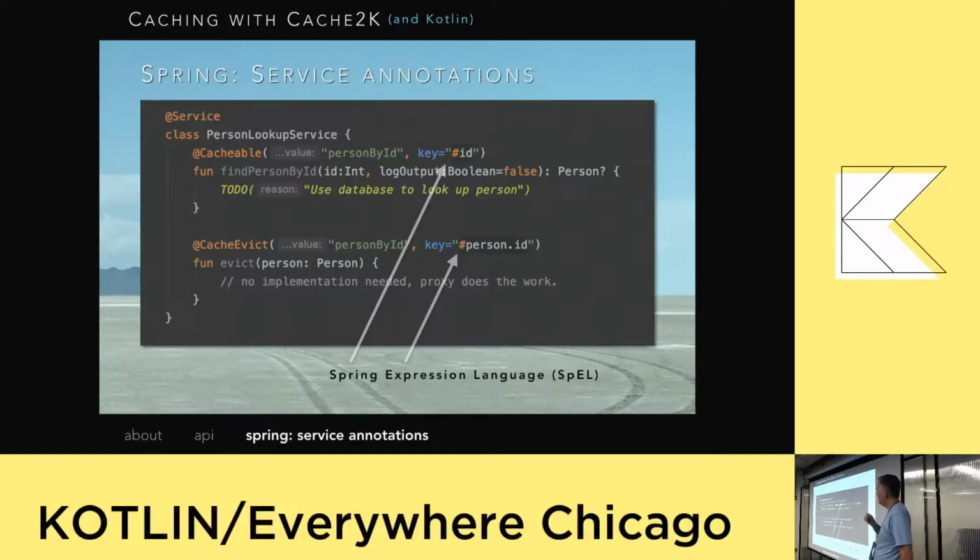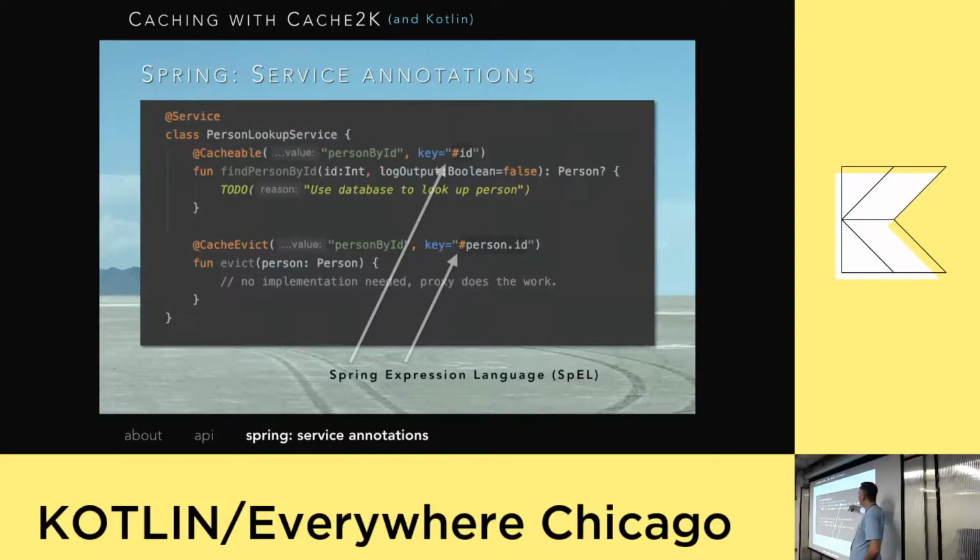What Spring and Cache2K actually both do by default is they effectively just take whatever the parameters to the method are, and that becomes the key. And it concatenates those together. If one of the parameters is a class, it does a toString on it and concatenates those together. And it all kind of works, but normally that's not what you want. You want to be able to tell it what your key is.